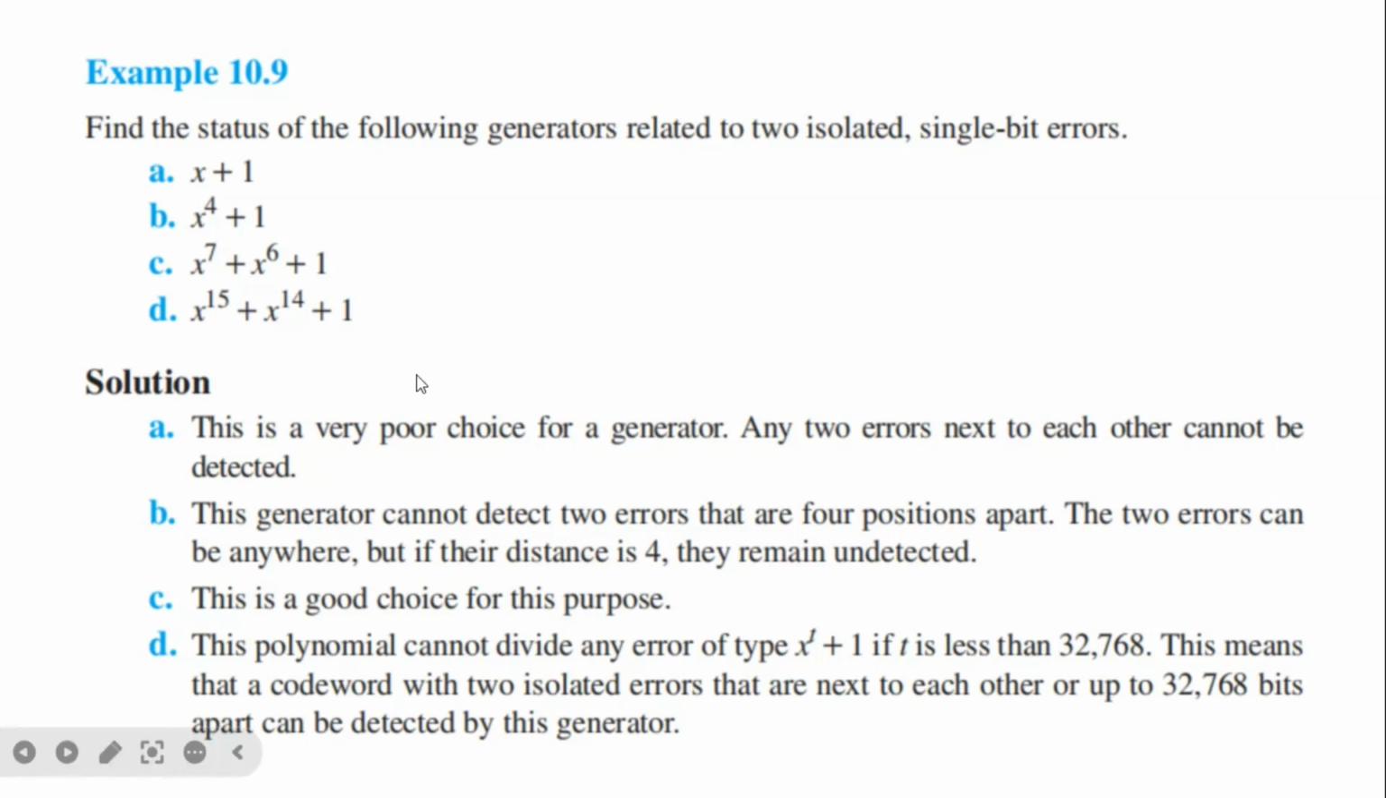But whereas this polynomial cannot divide any error of this type if t is less than this. Otherwise, it can detect the rest. But if t is less than 32768, this means the code word with two isolated errors that are next to each other or up to so many bits apart, that is, either they are next to each other or the distance between them is so many bits, those types of errors cannot be detected with this generator.